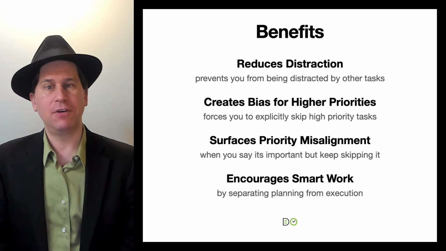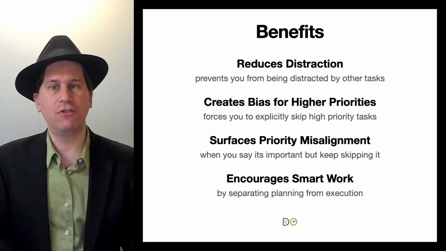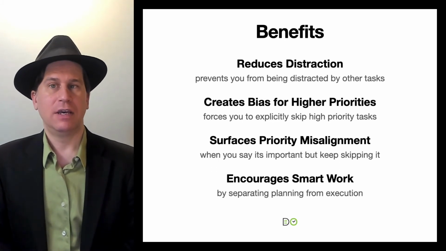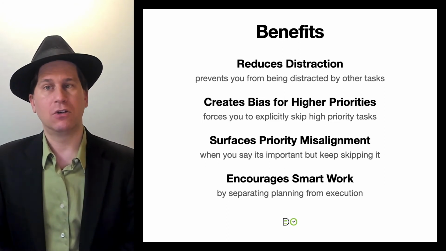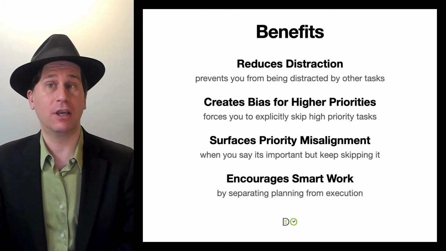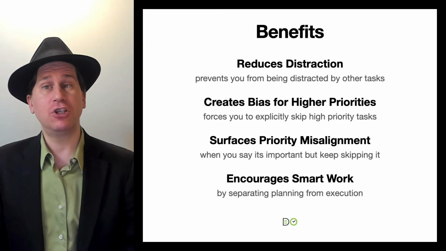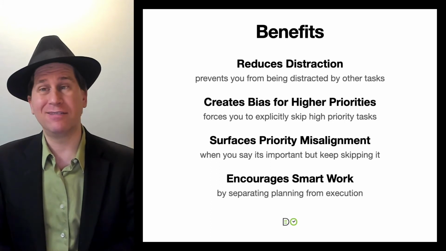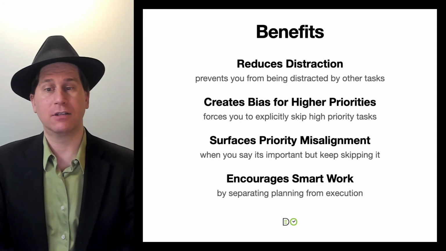So the benefits of task stacks is that it reduces distraction because it prevents you from being distracted by other tasks on your list. It creates a bias for higher priorities, because while you can skip, you can always pull a card, then pull the next card, and keep working your way down the stack. It forces you to explicitly skip those tasks. And that little bit of friction is going to cause you to do more of your high priority tasks.